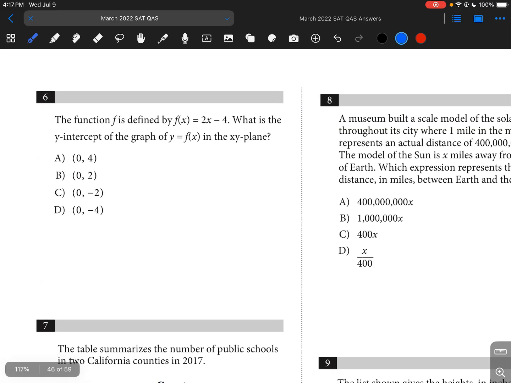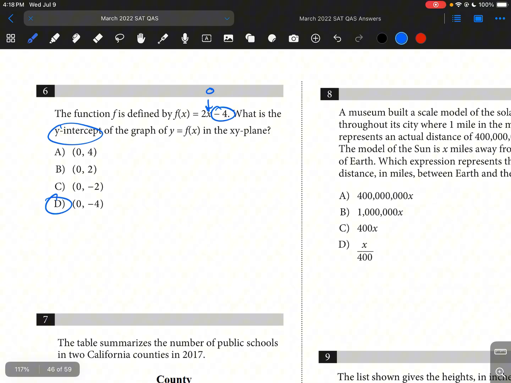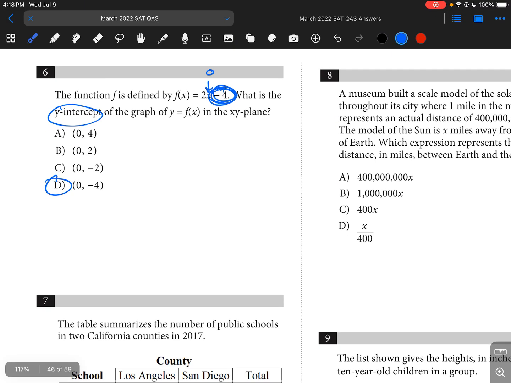So number 6, the function f is defined by f of x equals 2x minus 4. What is the y-intercept of the graph? So you don't even need to graph this. You know that the y-intercept is when your x value here is 0, which will give you negative 4. Or you could just look at this equation and just know that this is the slope-intercept form, and this value is always your y-intercept.